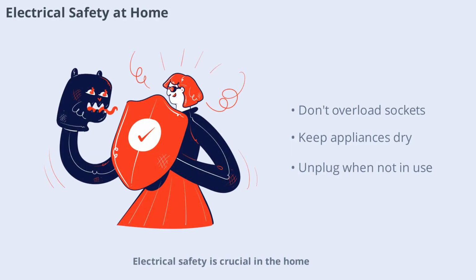Electrical safety is crucial in the home. Essential rules include not overloading sockets, keeping appliances dry, unplugging devices when not in use, and avoiding damaged cords. Following these rules prevents accidents and ensures safe use of electrical appliances. Understanding and applying these safety measures is important for both exams and everyday life.